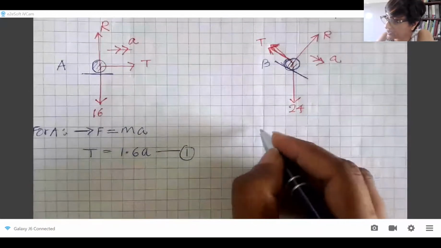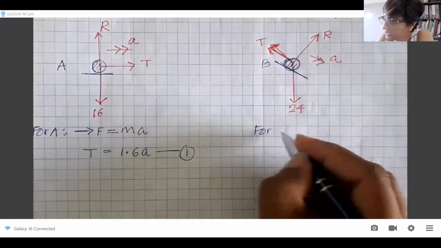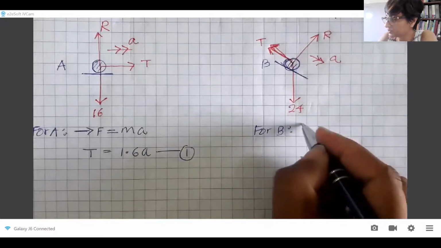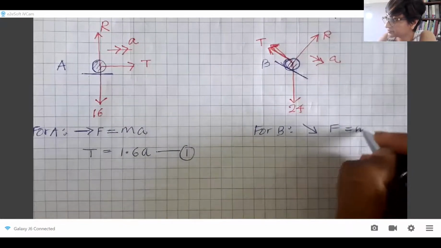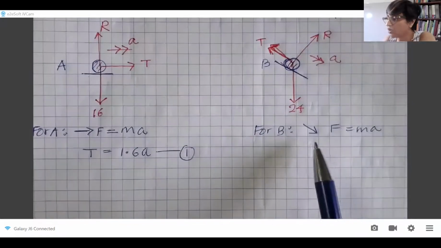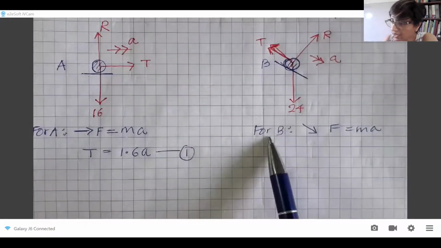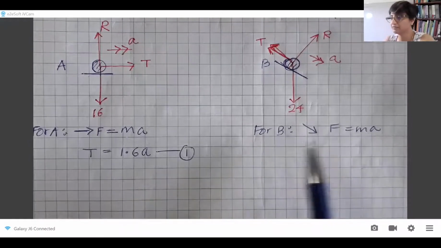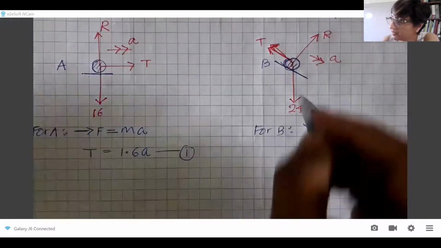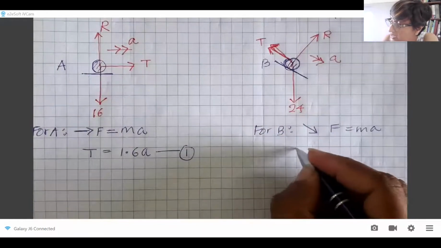Then here, for B, again, I'm going to apply F equals ma in the direction of motion. Please notice how I always write to what particle, in what direction I'm applying F equals ma. You have to indicate these two. Okay, in that way, it's minus T.